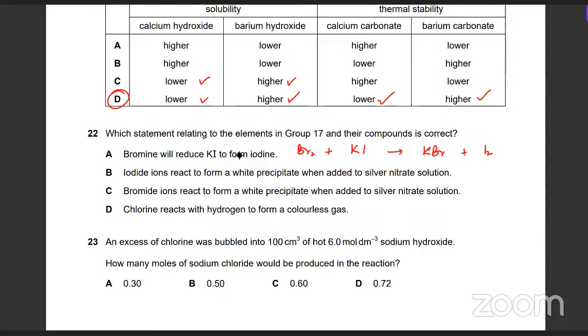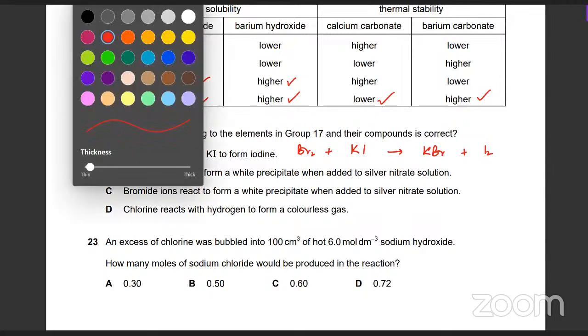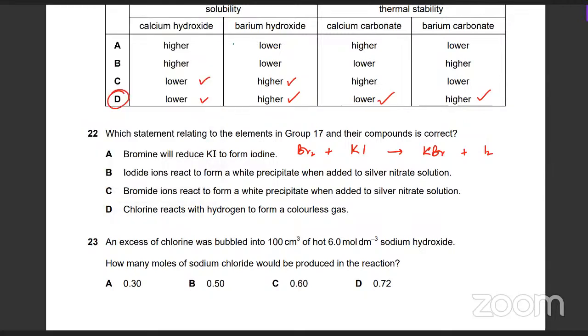It's true. Does it reduce it though? The problem with the first statement is it does not reduce, it actually oxidizes it. Iodine is -1, over here it's 0. So it's actually losing electrons. So it's getting oxidized, not getting reduced. So the reduced part is wrong. So that's why it's wrong.